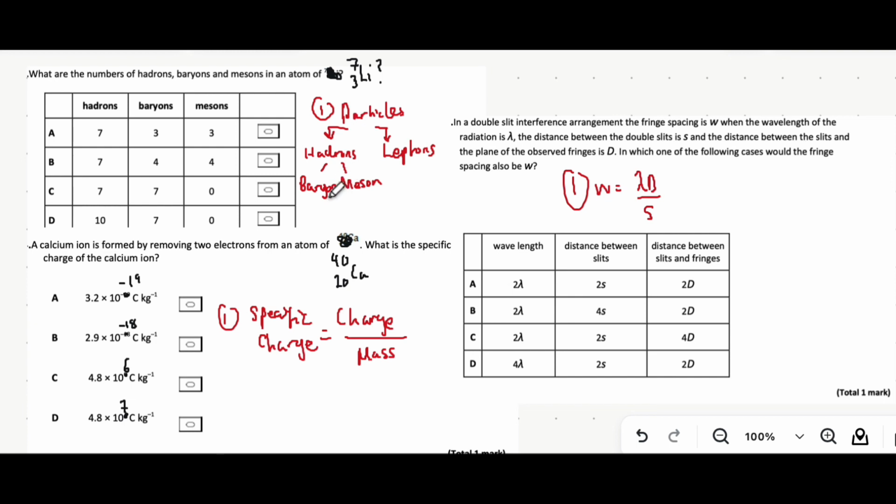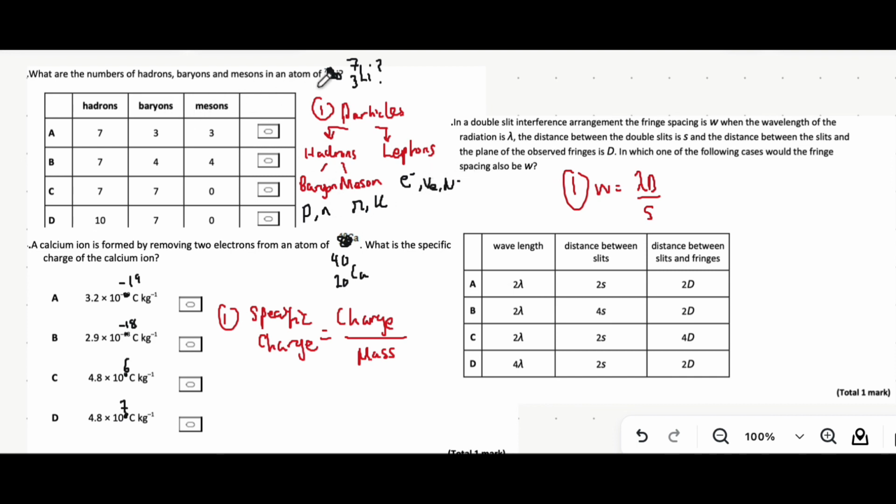Just to quickly remind you, particles are split into hadrons and leptons, and hadrons are split into baryons and mesons. Examples of baryons you need to know are the proton and neutron. Examples of mesons you need to know are the pi mesons and the K mesons. Examples of leptons you need to know are electrons, neutrinos and also muons.